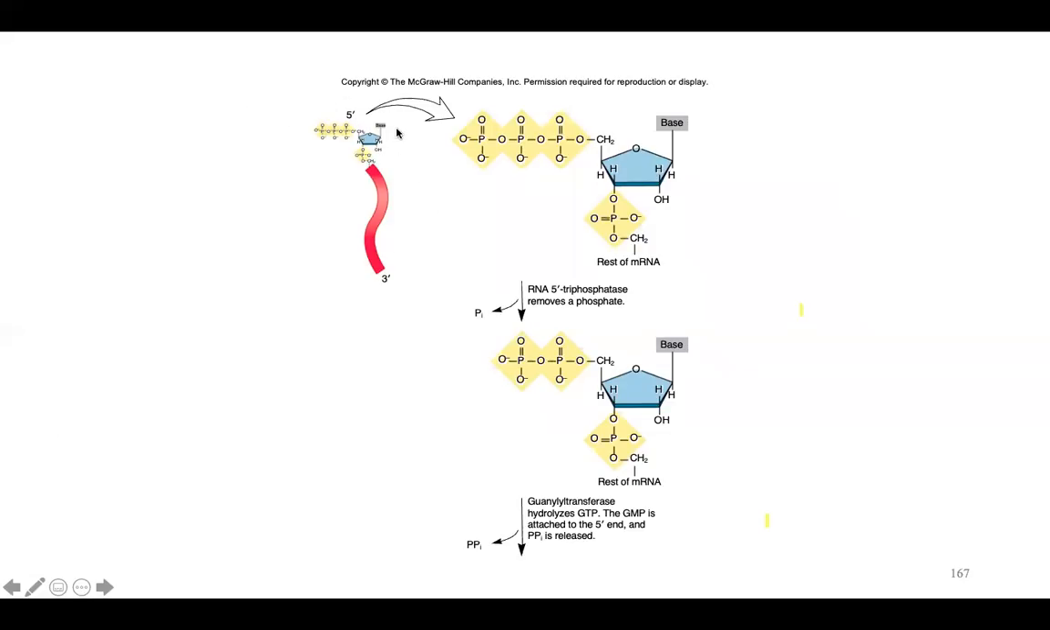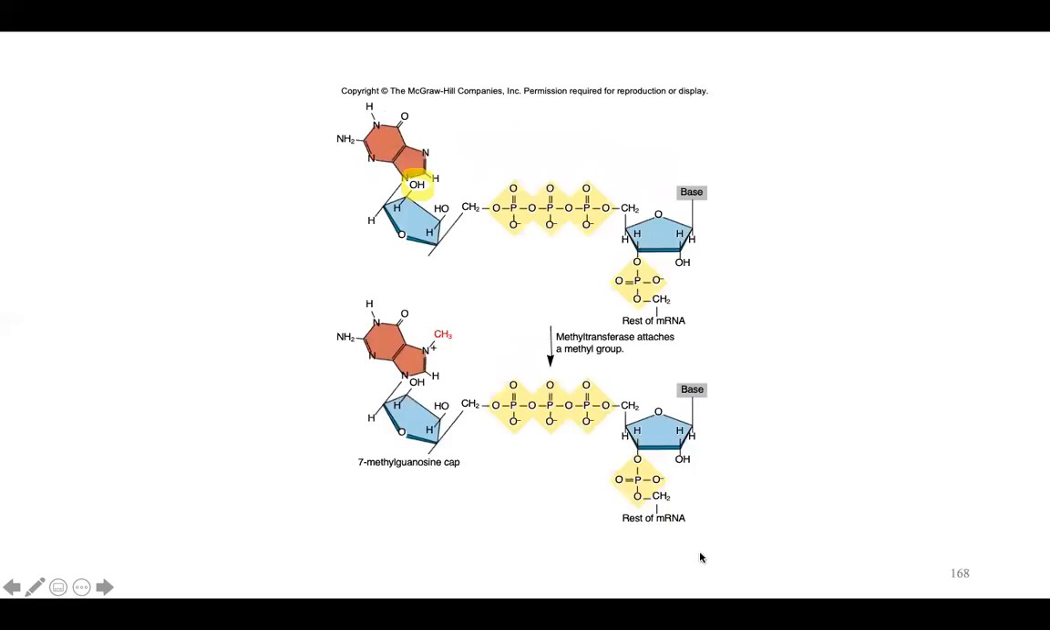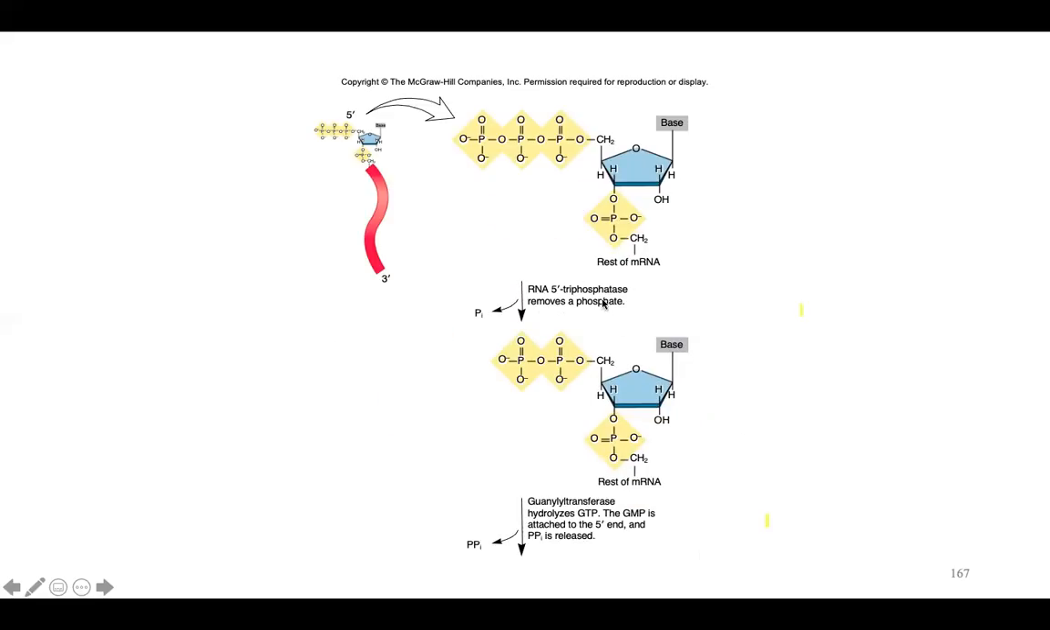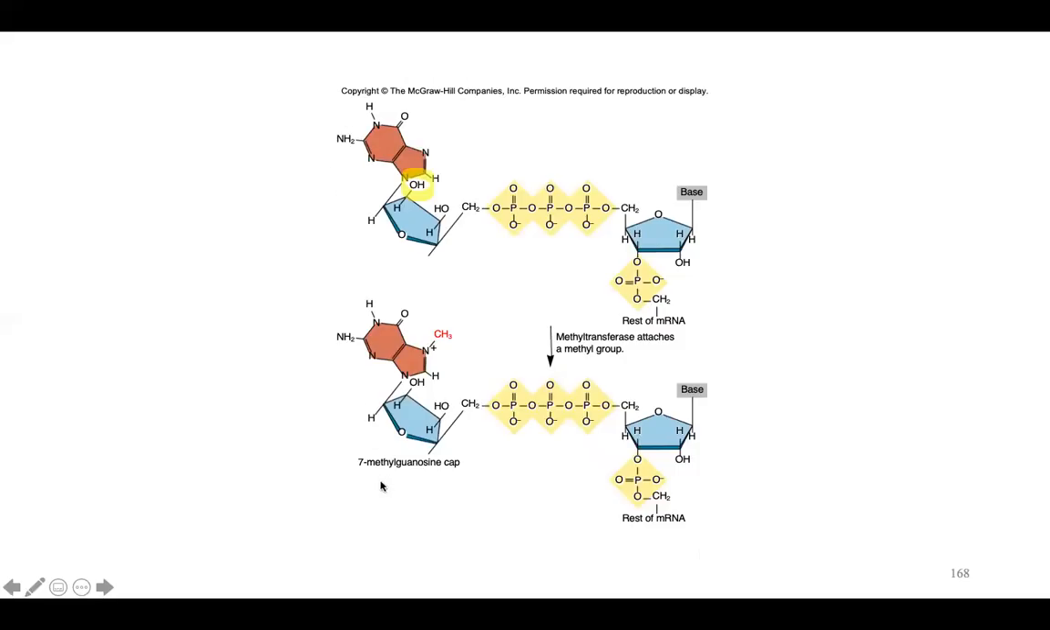At the 5' end, you have the phosphate group. This phosphate group will be the substrate for the RNA 5' triphosphatase, which removes an extra phosphate from the 5' end. Guanylyl transferase hydrolyzes GTP to form GMP. The GMP is attached to the 5' end, and pyrophosphate is released. So you have the first enzyme, RNA 5' triphosphatase, which removes one phosphate at the 5' end. Then guanylyl transferase hydrolyzes GTP to form GMP, releasing two phosphate groups called pyrophosphate.